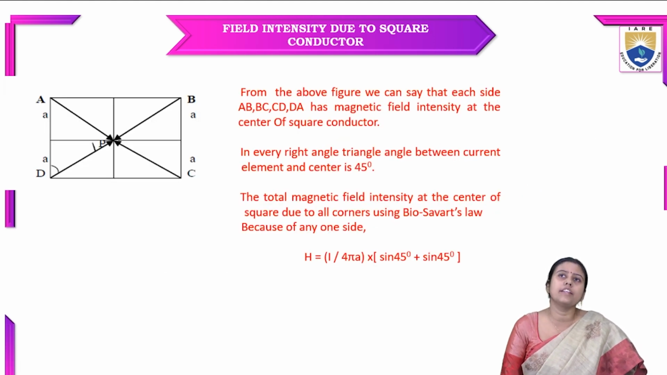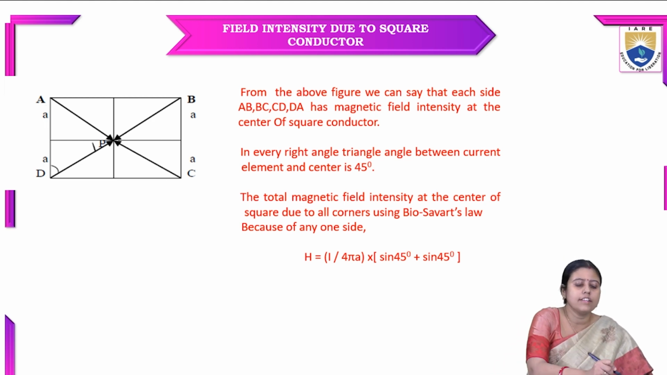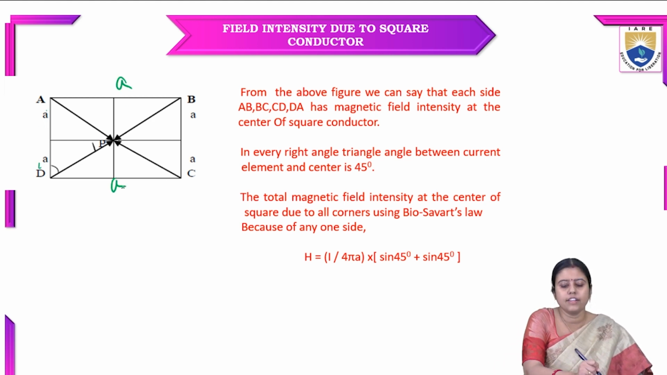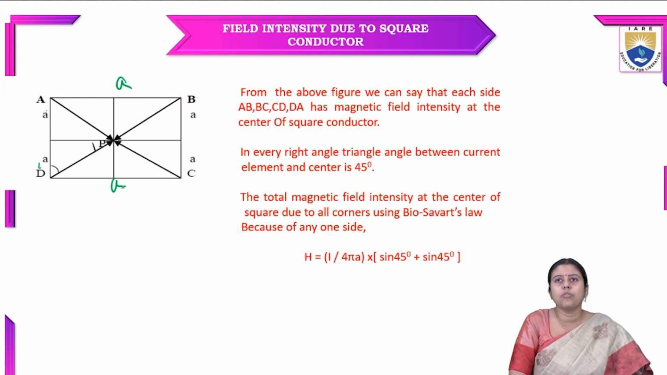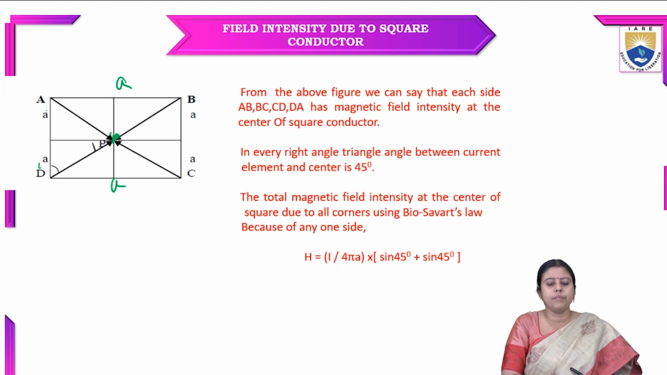Now we will calculate the field intensity due to the square conductor. From the above figure, we can say that there are the sides AB, BC, CD, DA, and as this is a square conductor, all the sides are of length A. So what is H? H is equal to I by 4 pi A. We will calculate the value at this middle point.